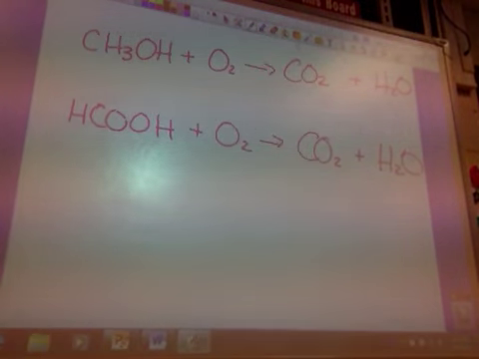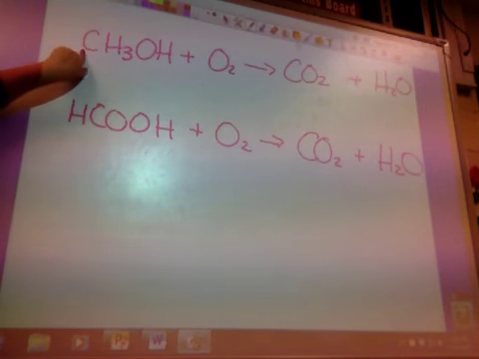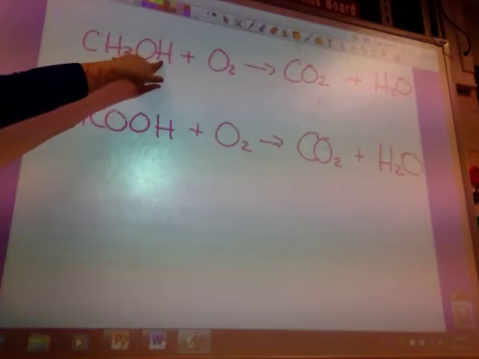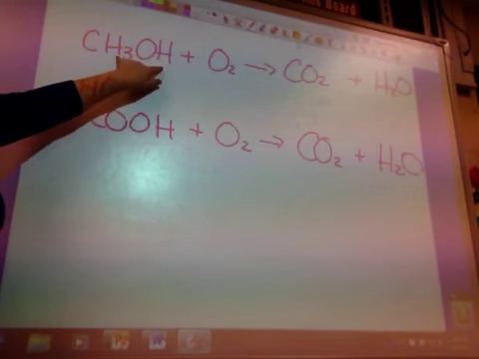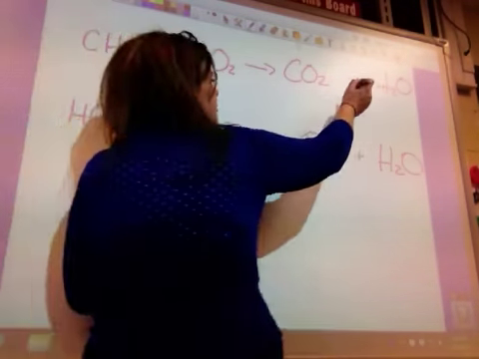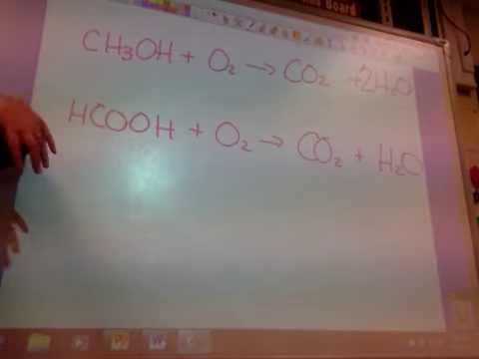So now the only thing that I have to do on both of these is balance. So I have one carbon on this side, one on the product side. I have 4 H's. Be careful on those. I have 3 here and an extra one here, so I have 4. But I only have 2 on the product side, so I'm going to have to write a 2 in front of the water. That gives me 4 hydrogens, 4 hydrogens.